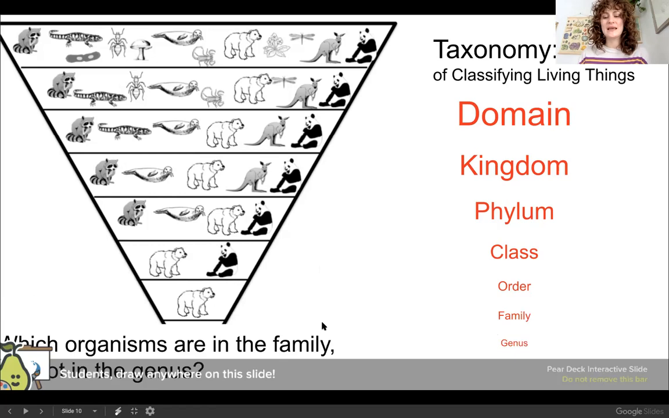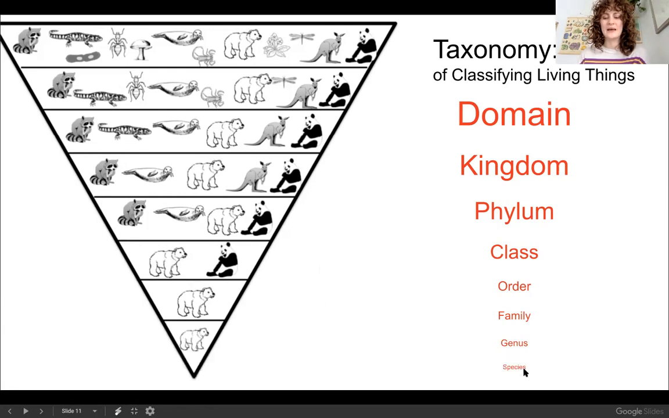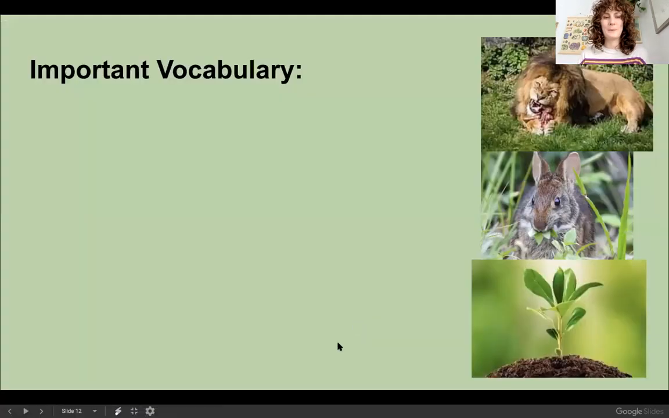So a genus gets pretty similar, pretty small, but there's still more than one type of animal in there. So I know the picture only shows one, but there might be 2, 3 different kinds of bears in the same genus, and then finally we get down to a species. A species is a specific type of animal, so that's where the word species comes from. It comes from the word specific.